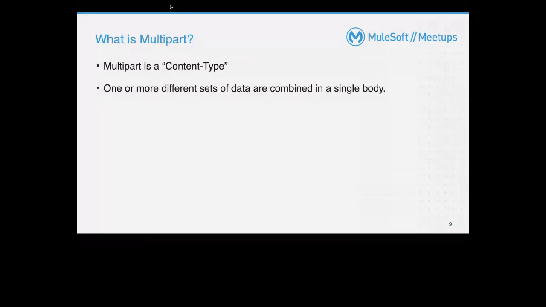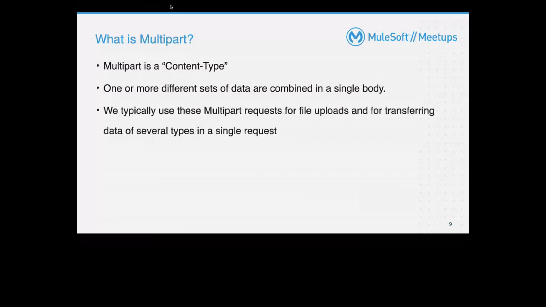Whenever there is a requirement for you to accept, generally in the payload, if you are selecting application JSON or application XML, there is only one payload that you can pass to your API, isn't it? But if there is a requirement that you have to pass two payloads at a time, then we are going ahead to build a multipart API. So one or more different payloads combined in a single body.